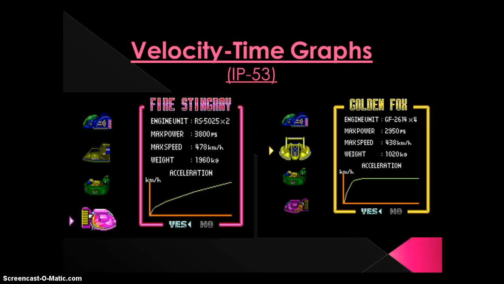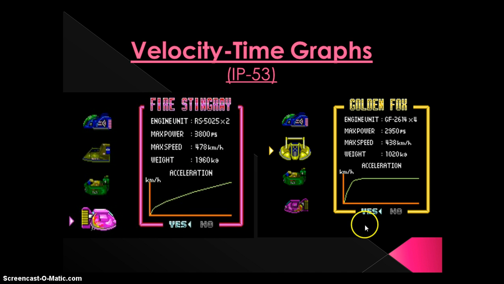Velocity Time Graphs is a title on page IP53. We'll be taking some Cornell notes. Okay. So make sure you write the title before you move on. If you look at this picture in the front, these are some old pictures from an old racing game called F-Zero, way back in the days on the Super Nintendo. Here are some stats for the Fire Stingray and the Golden Fox.